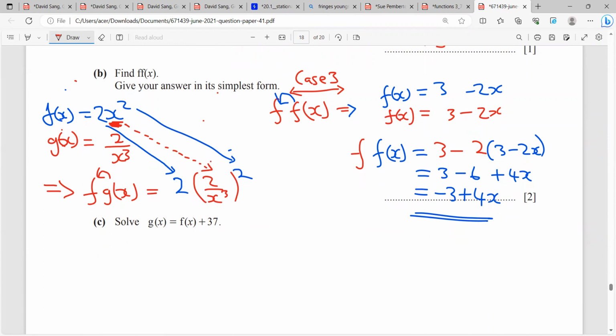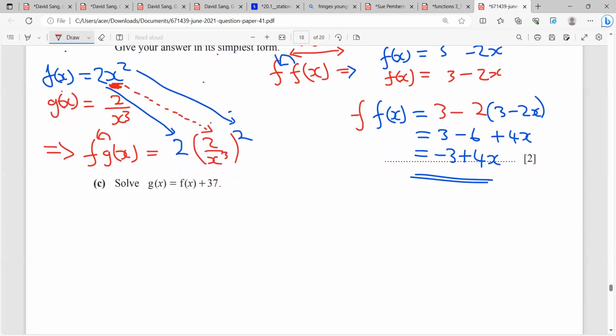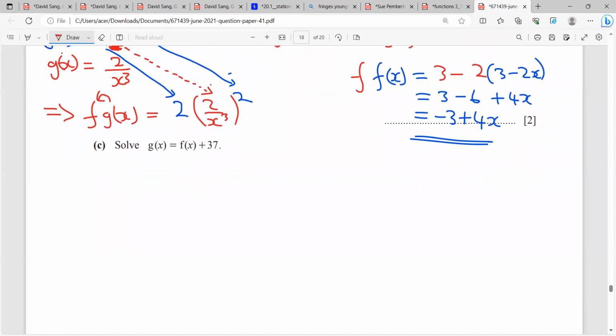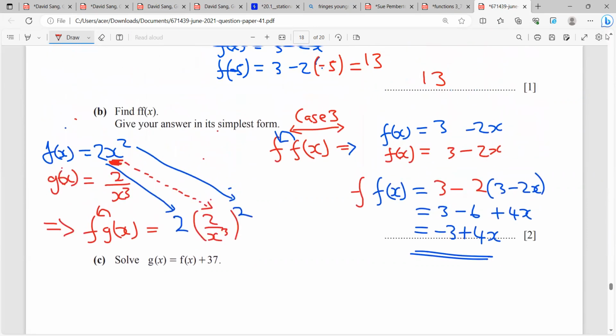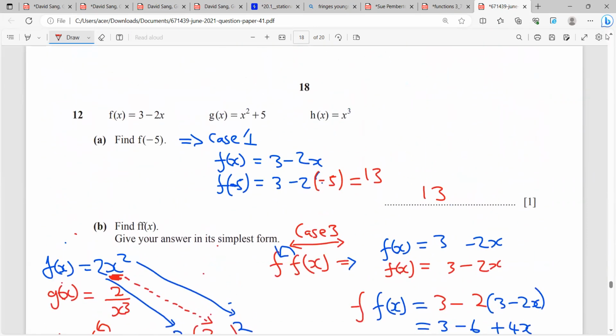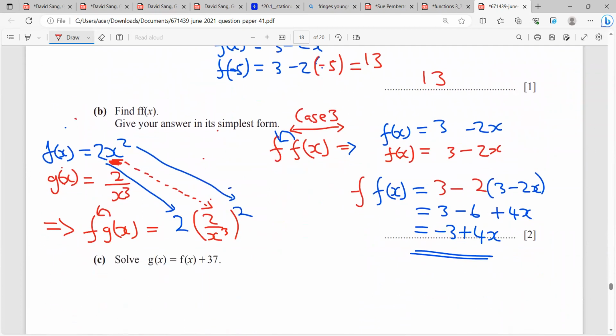Okay. All right. So we're left with less than a minute, but for part C, it's going to be easy. You just need to write your g of x, your f of x, and then you solve. So g of x is x squared plus 5.